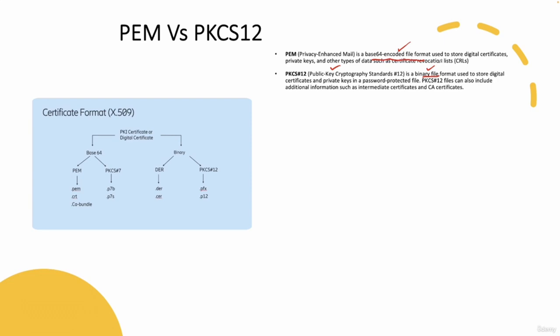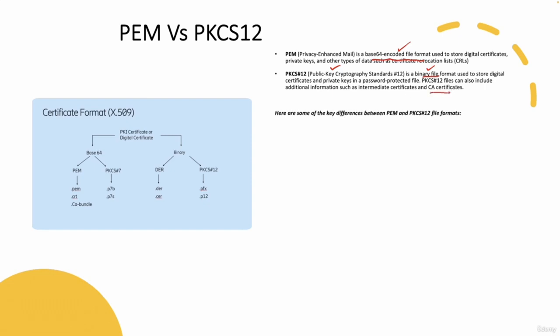Now, the guys who have worked on Oracle, when they're working on TDE and storing their master encryption key, always store it in a wallet, and this wallet is actually password protected. So they are using a PKCS kind of format, right? PKCS 12 files can also include additional files such as intermediate certificates and CA certificates.